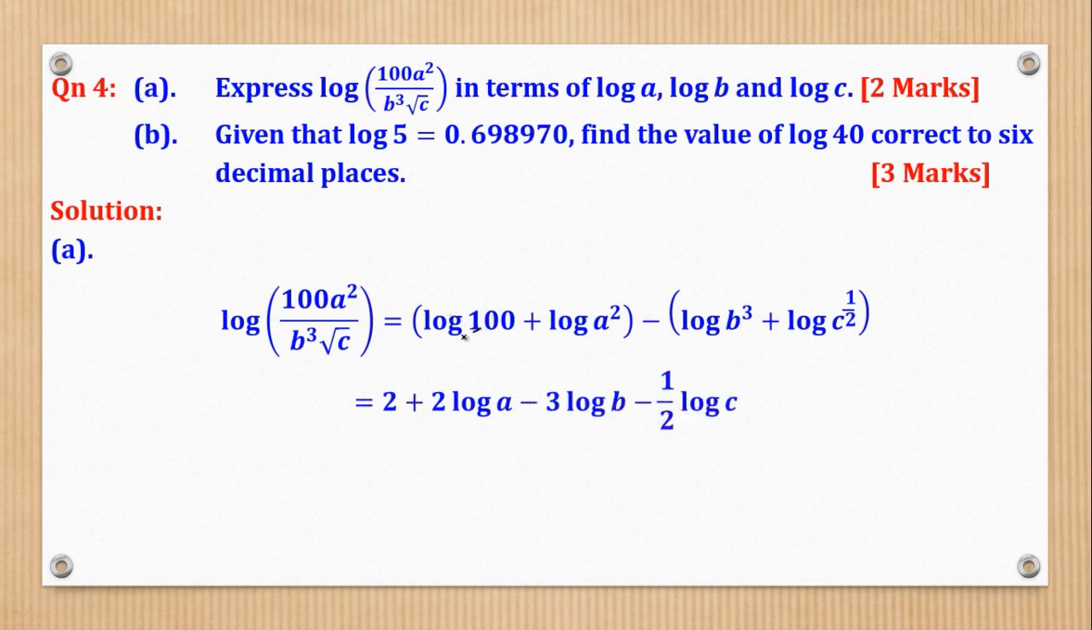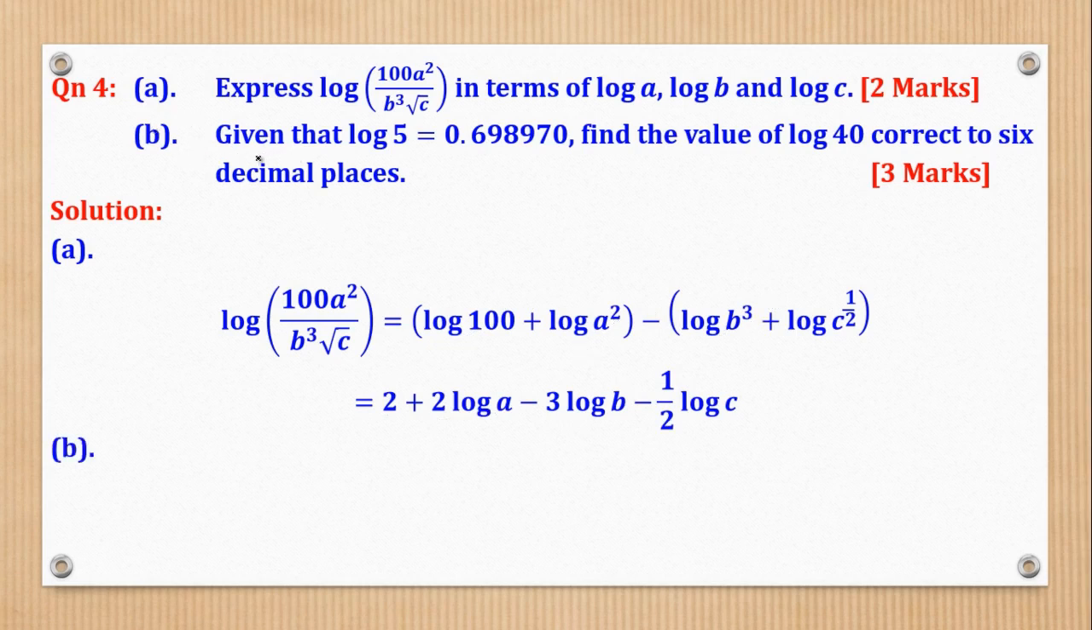So log 100 is equal to 2, because it is log 10 squared, which is 2 log 10, and log 10 is 1, so we remain with only 2. Then here this one comes this side to come up with this, and here this 3 comes this side to come up with this, and here this side comes up here to come up with this. So there's a negative because of this bracket. So that was part A.